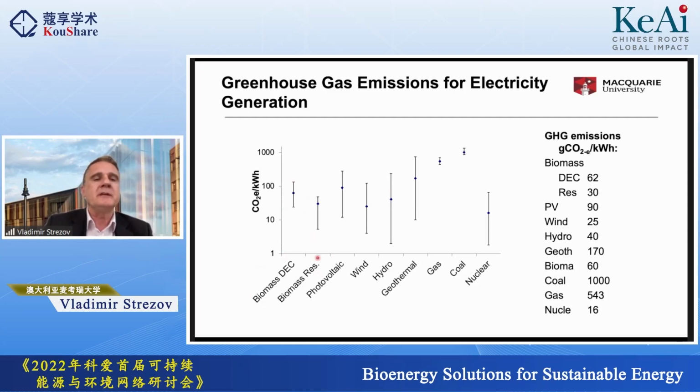Biomass, we present two different ones. So dedicated energy crops is one, and the residues or the waste is the other. They are also showing differences in the CO2 emissions, mainly associated with agriculture, because to produce the dedicated energy crops, we actually have to cultivate them.